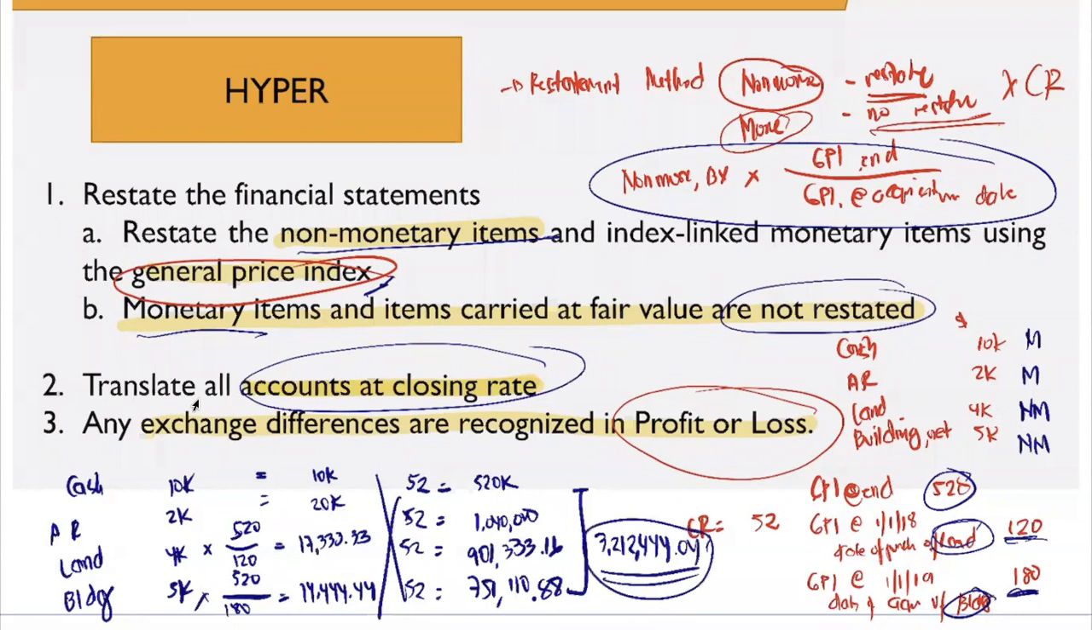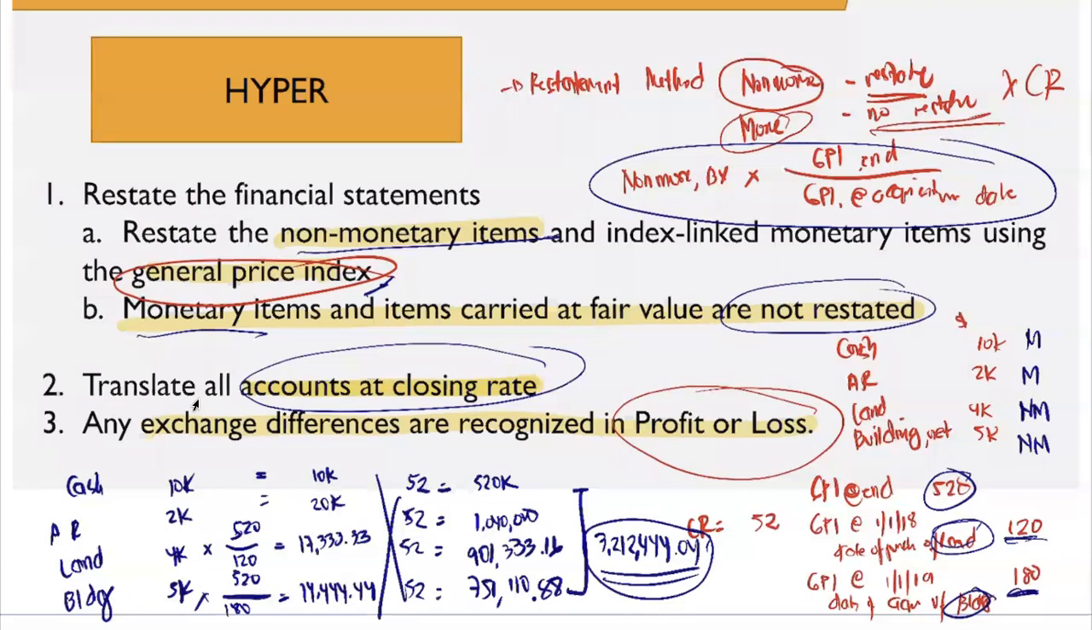Okay, so that's how we translate your hyperinflationary. First step, you restate non-money. Do not restate money. How to restate: GPI end divided by GPI at acquisition date. Next, you translate all accounts using closing rate. So our closing rate in our example is 52, so we multiply it at 52. Next, the exchange difference is recognized in profit or loss. So take note, profit or loss pag hyper. If non-hyper, saan ilalagay? OCI. Anong standard pagka non-hyper? PAS 21. Pag hyper, PAS 29.